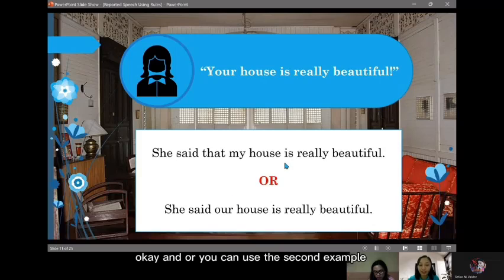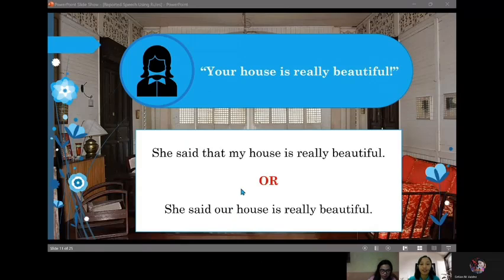Or you can use the second example. If the speaker is speaking to the reporter, who is also the owner of the house, and that reporter reports to a member of that household, the pronoun used here is not my, but our.